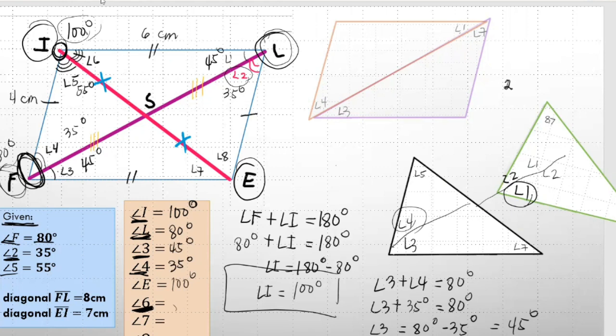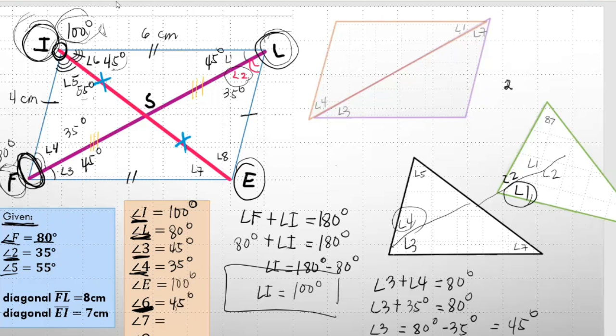Same process. Angle I is 100 degrees, but angle 5 is 55 degrees. So, subtract lang natin, and that would be the measurement of angle 6. So, 100 degrees minus 55 degrees is equal to 45 degrees. Okay? So, bakit po siya 45 degrees? Kapag pinag-add natin si angle 5 and 6, dapat 100 degrees siya. So, therefore, 55 degrees plus 45 degrees is equal to 100 degrees, which is the measurement of the whole angle I.